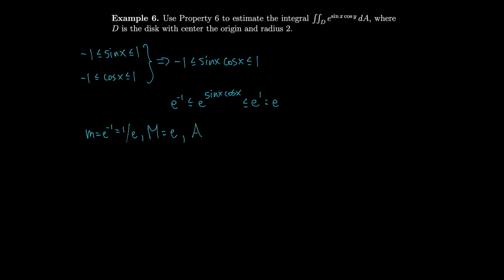I also need the area. The area of our domain, in this case, is the area of the disk with center at the origin, radius 2. The center doesn't matter, but the radius tells me that the area is pi r squared. So that's pi times 2 squared, which is 4 pi. So that means that I could say that 4 pi times little m, so 4 pi times 1 over e, which is 4 pi over e, will be less than or equal to our double integral of e to the sine x cosine y dA, which is in turn less than or equal to the area of D times capital M, so that's 4 pi times e.